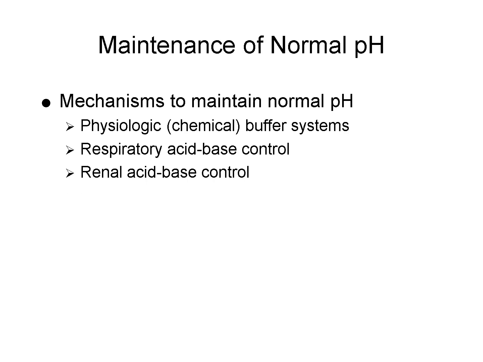The body maintains normal pH through three primary mechanisms. First, physiologic or chemical buffer systems act immediately to neutralize excess acids or bases. Second, respiratory acid-base control regulates pH by adjusting the amount of carbon dioxide exhaled by the lungs. Third, renal acid-base control fine-tunes pH over a longer period by excreting hydrogen ions and reabsorbing bicarbonate in the kidneys. Together, these systems work continuously to stabilize the body's internal environment.